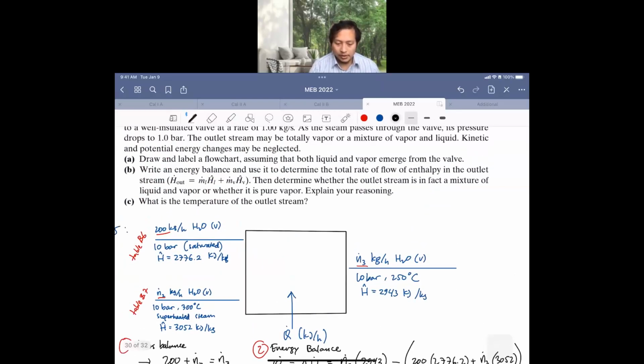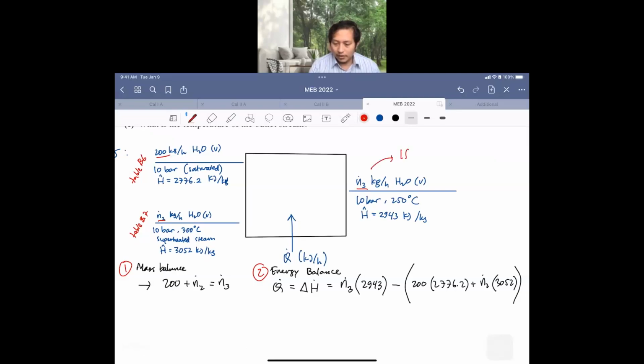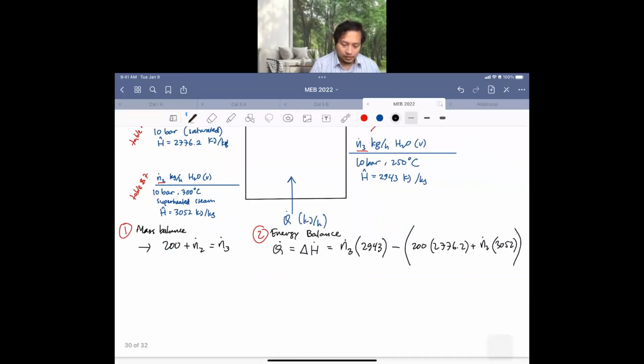Now we look at the questions. If 300 kilogram is to be generated, it's asking if N3 is equal to 300 kilogram per hour. So if N3 is 300, then N2 will be 100. Now the heat flow: if we substitute this with 300 and this with 100, we can get the heat flow is equal to 2.25 kilojoule per hour.